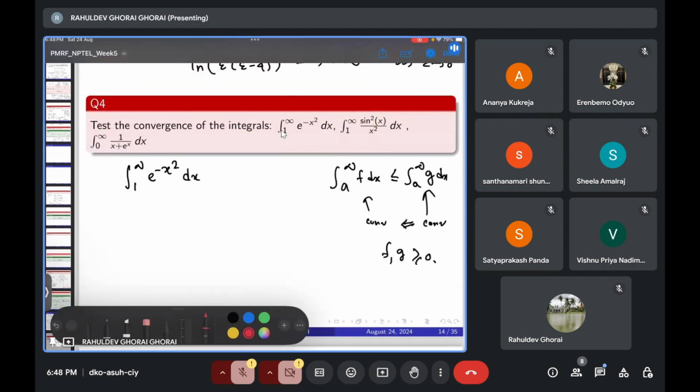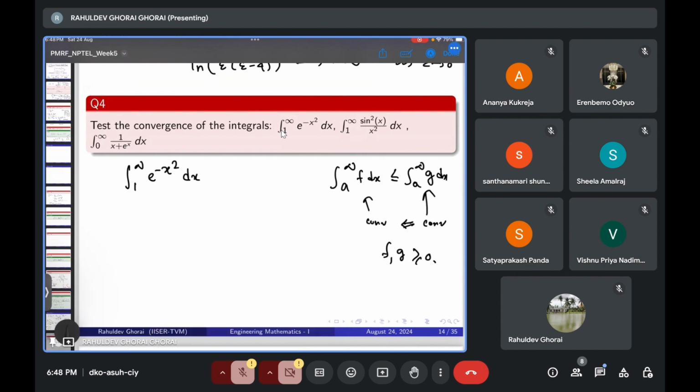Otherwise, this is mainly the comparison principle. It says that if the integration of a function f is less than or equal to the integration of a function g, and f and g are both positive functions, and the integration of g is convergent, then the integration of f will also be convergent. Using this, can anyone tell me quickly whether the integral from 1 to infinity of e to the minus x square can be written in a simpler form?